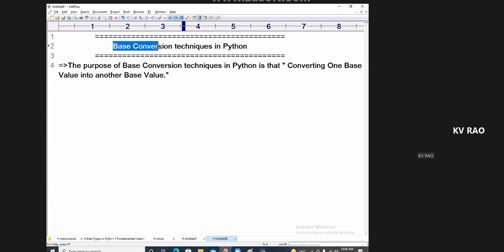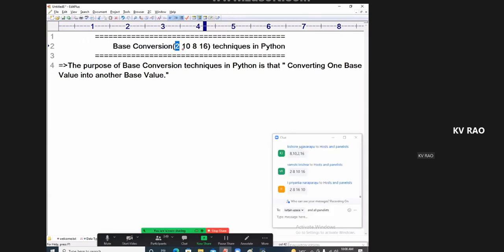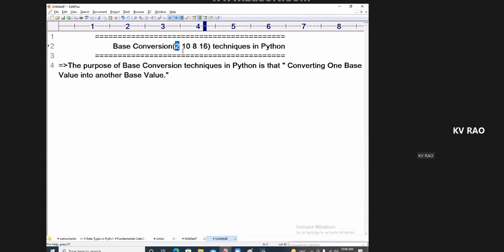What are the base conversions we are already understanding? Base 2, base 10, base 8, and base 16. Base 2 values are binary. I can convert binary into decimal, binary into octal, binary into hexadecimal. Like that, decimal into binary, decimal into octal, decimal into 16. Octal into binary, octal into the others, all these things we can do. So if you carefully do it, everything will come in front of you.